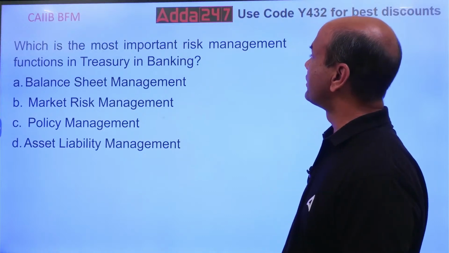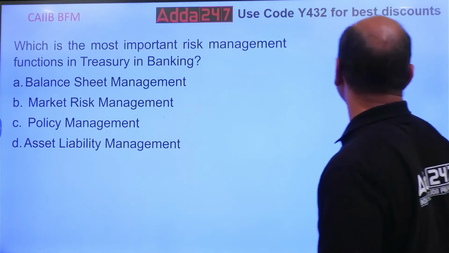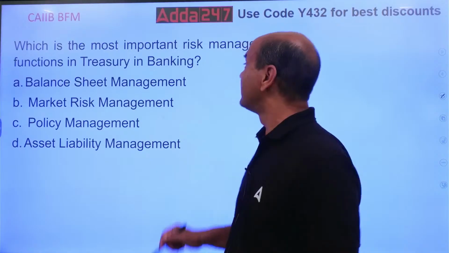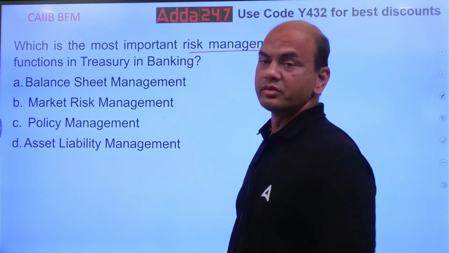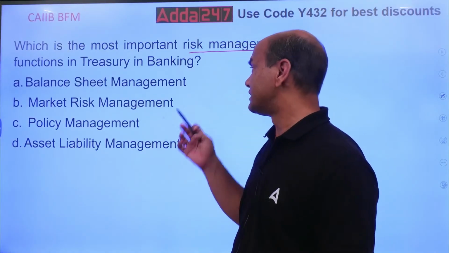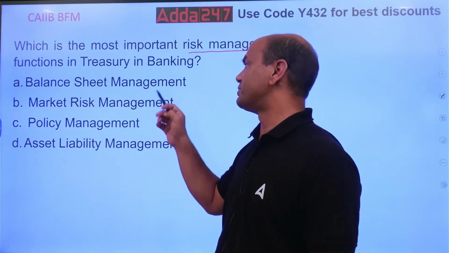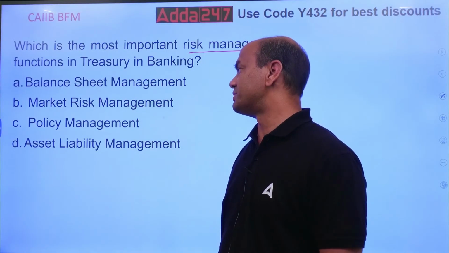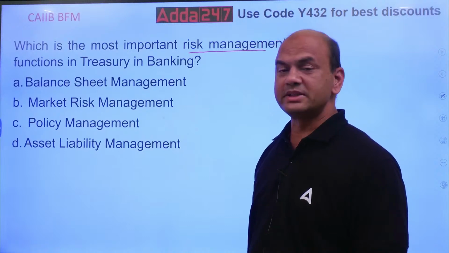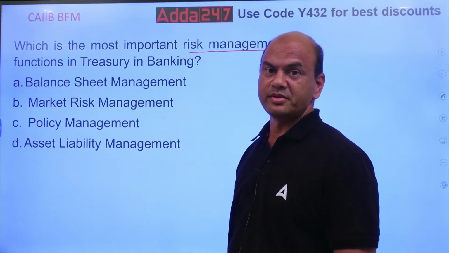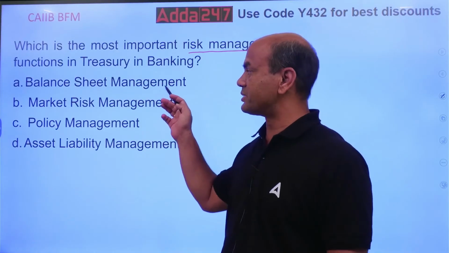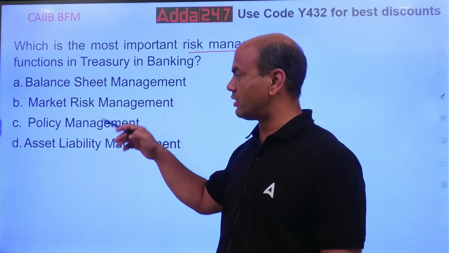Which is the most important risk management function in the treasury? Firstly, risk management. Which is the most important risk managing part? Now there are various things. Let's see: balance sheet management, market risk management, policy management, and ALM, meaning asset liability management. Which one is most important among these? Is it balance sheet management, market risk, policy, or asset liability?